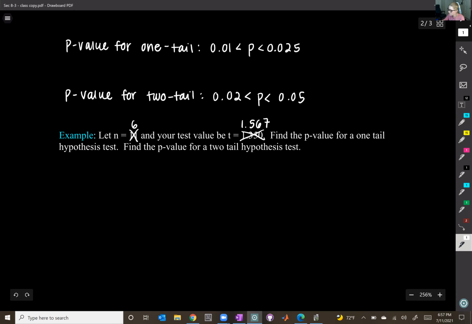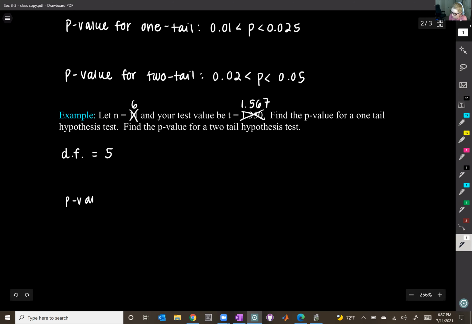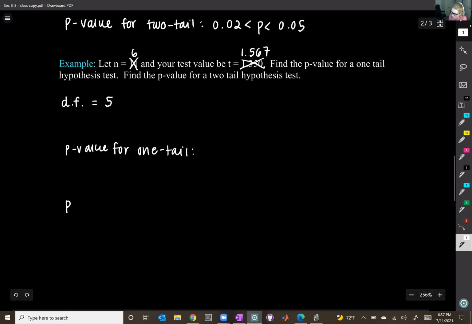Okay, so we want to find it again for a one-tail test and for a two-tail test. Let's identify our degrees of freedom, which is 1 less than n, so that is equal to 5. And then we're going to be doing p-value for one tail, and we're also going to be doing p-value for two tails.